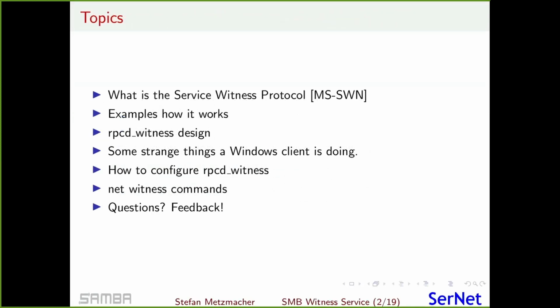So the topics are basically a short explanation of what the protocol is and how it works in the packet flow, and interaction with the SMB protocol. Then the basic design of the RPCD witness daemon I wrote for Samba. Then some things Windows is doing strange when looking at the documentation, and some things were a bit unexpected, and I still need to clarify that with Microsoft and hope they may change some things. Then a short overview of how to configure RPCD witness, and then an outlook of the net witness commands to administrate these things.